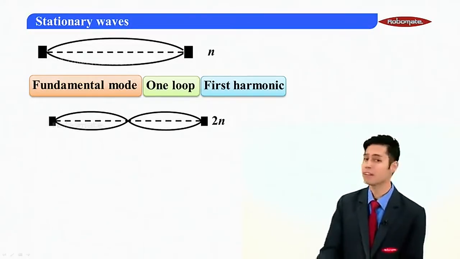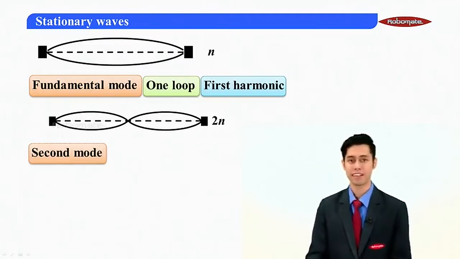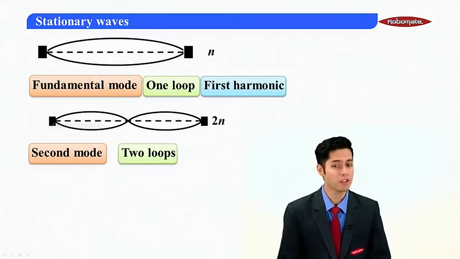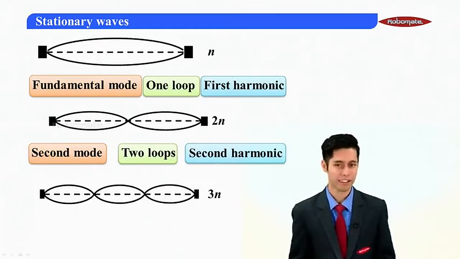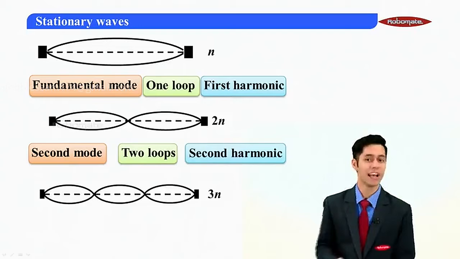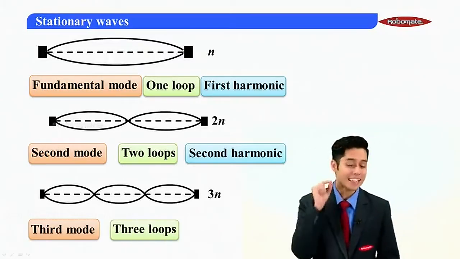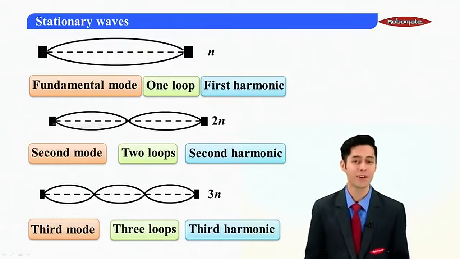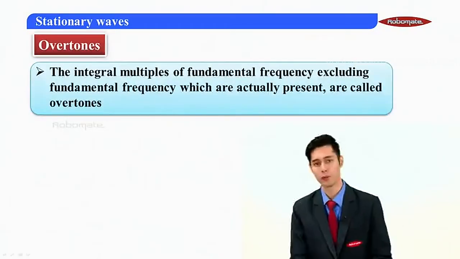So can I say this is not the fundamental mode, this is the second mode of vibration of a string. And the second mode has the formation of 2 loops, which is also called the second harmonic. In the third case, we have the formation of 3 loops, and this is 3n, and it is called the third mode, which has 3 loops formed, and it is also called the third harmonic. Moving ahead to the concept of overtones.